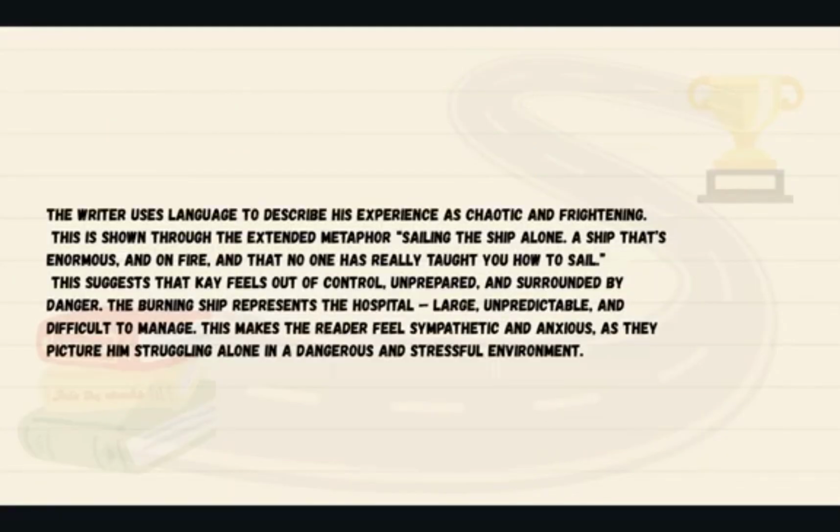If we add as a paragraph, it says, the writer uses language to describe his experience as chaotic and frightening. This is shown through the extended metaphor, sailing the ship alone, a ship that's enormous and on fire, and that no one has really taught you how to sail. This suggests that Kay feels out of control, unprepared, and surrounded by danger. The burning ship represents the hospital, large, unpredictable, and difficult to manage. This makes the reader feel sympathetic and anxious as they picture him struggling alone in a dangerous and stressful environment.